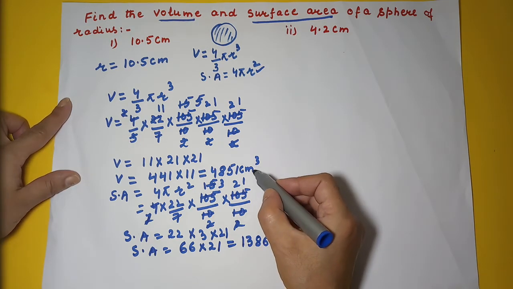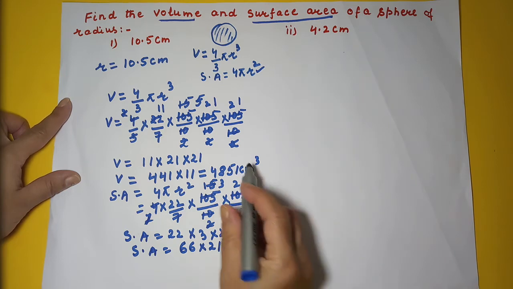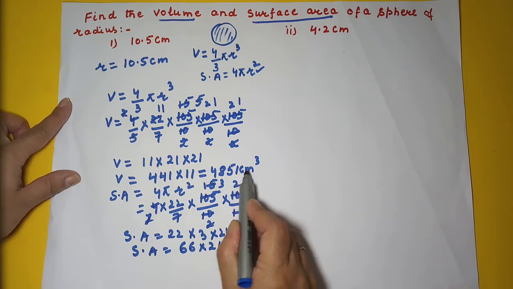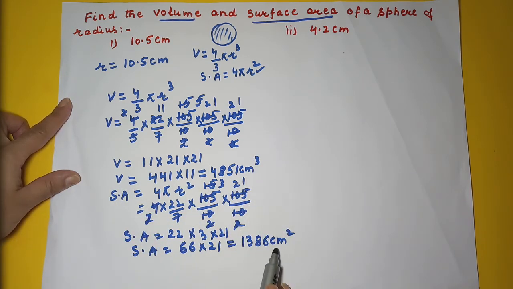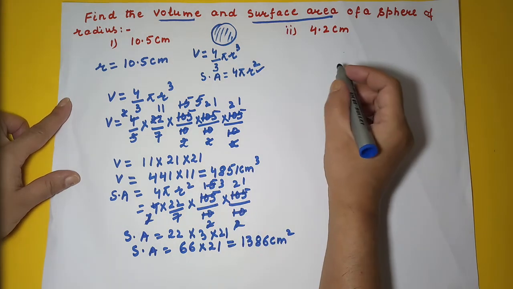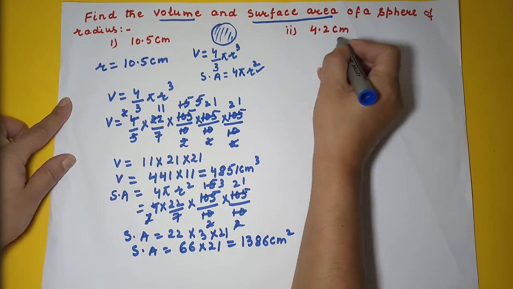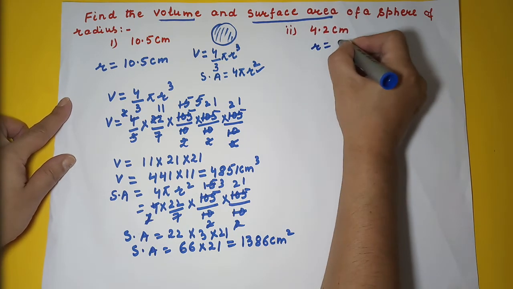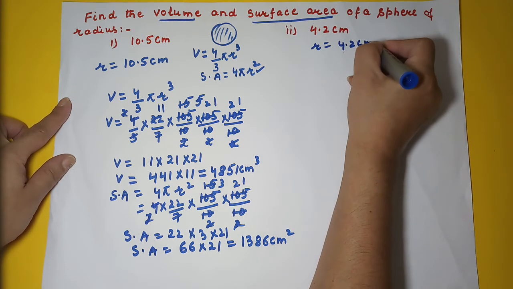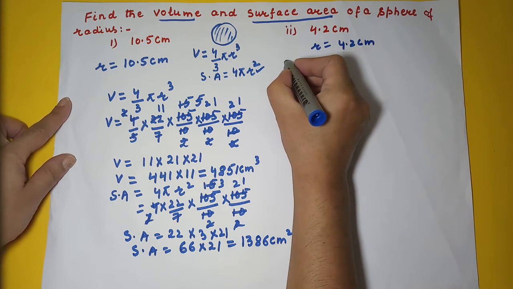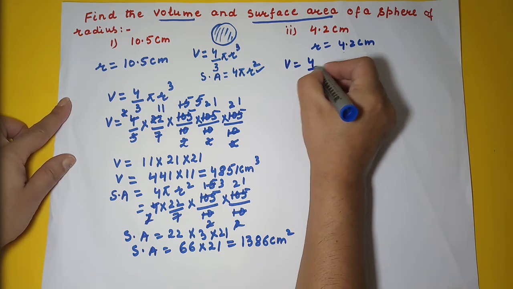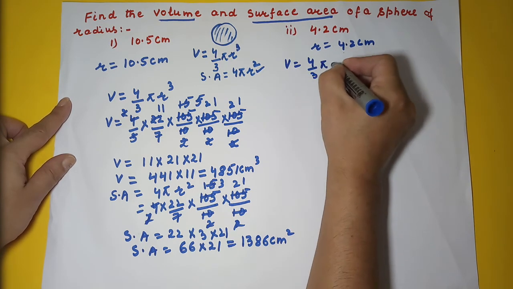Be very careful with these units also. When it is volume, the unit will be centimeter cube. When it is area, then the unit will be centimeter square. Now another one, same, radius is 4.2 centimeters. So volume will be 4 by 3 pi r cube.